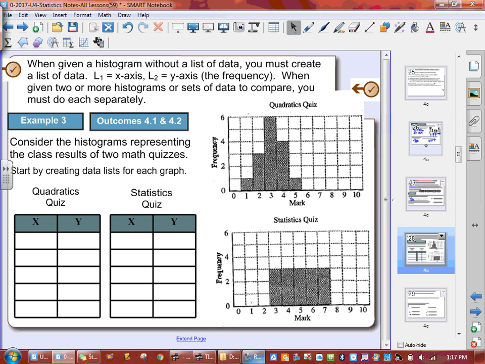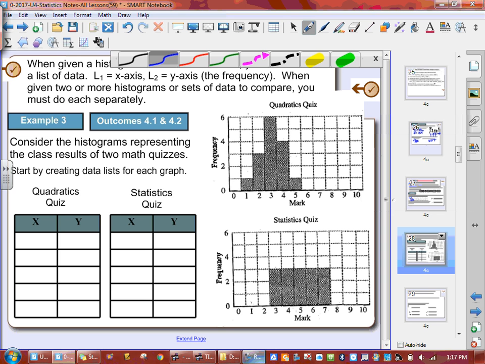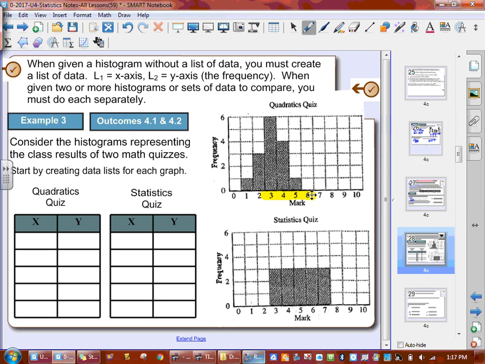Okay, now we're going to create our lists. We do so by this. Here is our X values. We are going to use the values that only create the bars. So we're going to notice 1 through 5 for the quadratic quiz. So we're going to write the numbers 1, 2, 3, 4, and 5. And then what we do is we write how tall they went on the left-hand side. So if I go across for number 1, how tall did the first bar go? You went at a height of 1.